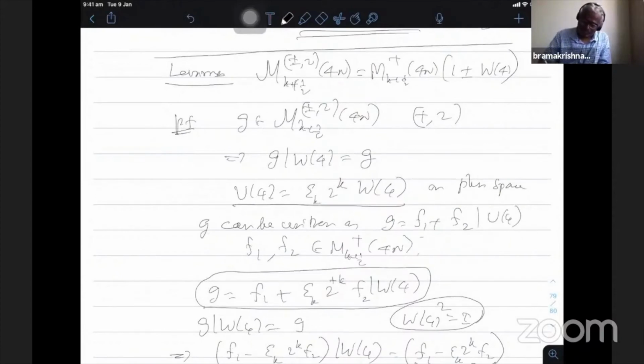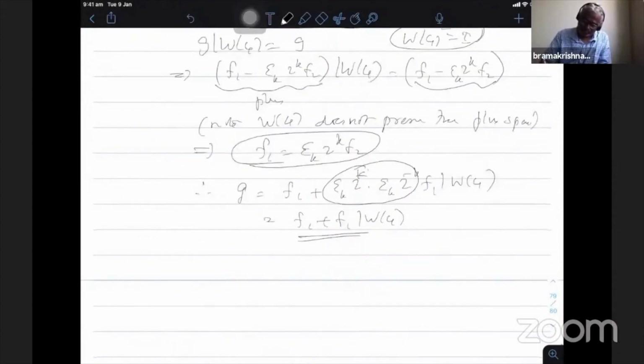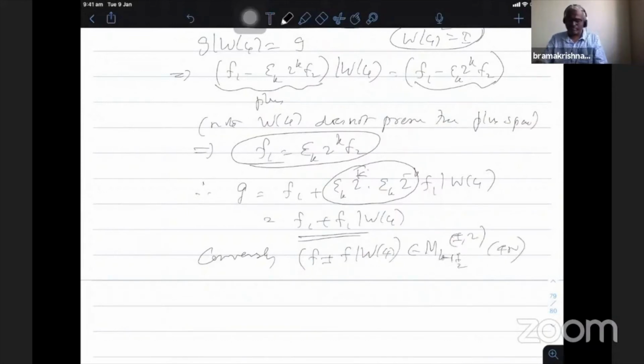So conversely, f plus or minus f bar W4 belongs to M_{k+1/2}^{±}(4N). So if I apply W4, then I get back the same plus or minus, whenever f is in the plus or minus space. So this implies these two spaces are equal.